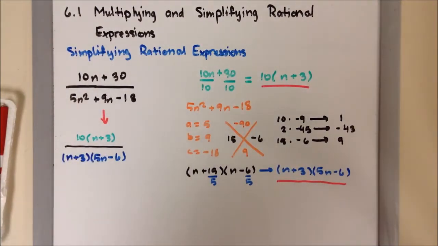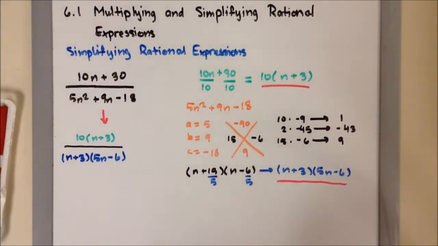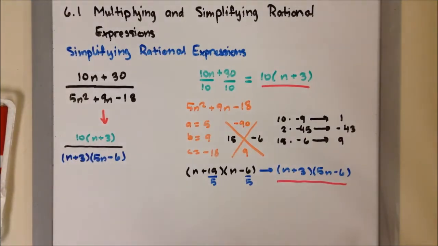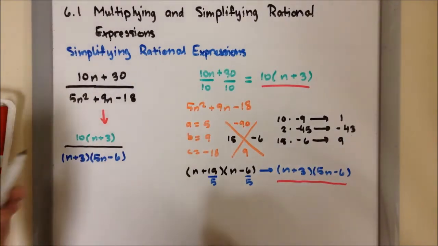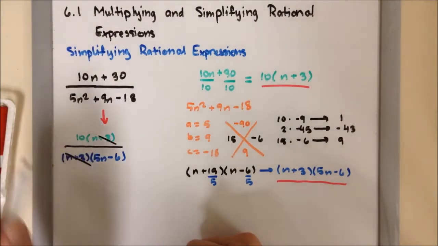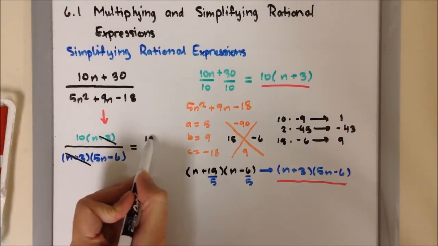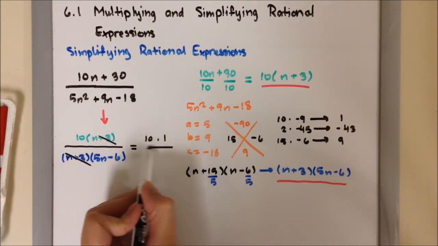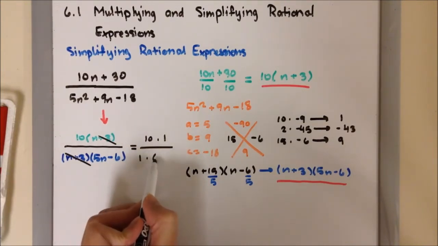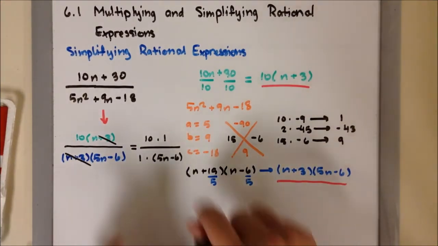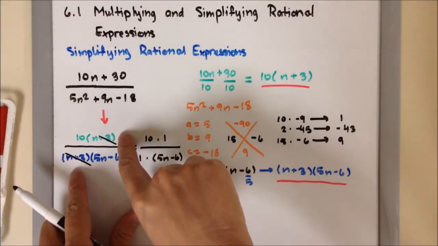Alright, so from there, I'm going to divide my common factors. In this example, n plus 3 in the numerator and n plus 3 in the denominator. I'm going to divide them, meaning I'm going to cross them out. So what's going to happen is it's going to be 10 times 1 over 1 times 5n minus 6. The 1 came from when I divided n plus 3 in the numerator and denominator, and it became 1.